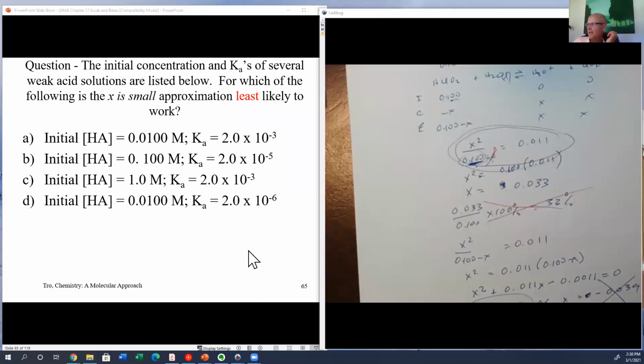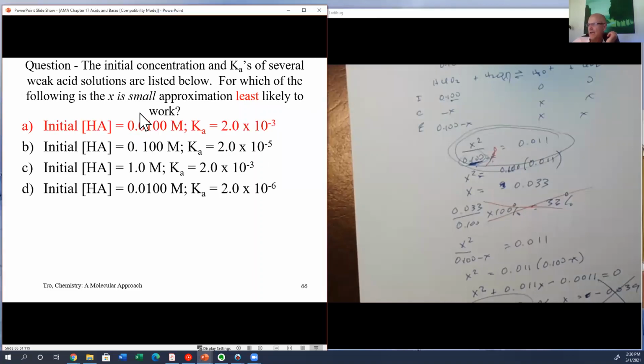I'm going to end this here. Most of you answered and you split between those two. But the right answer is A, right? That small initial concentration is a warning sign that the x is small approximation may not work. Okay, but again, you could always just try it and then compare and see what you get, right? And if you get less than 5%, you're done. If you get more than 5%, then you have to work the quadratic.